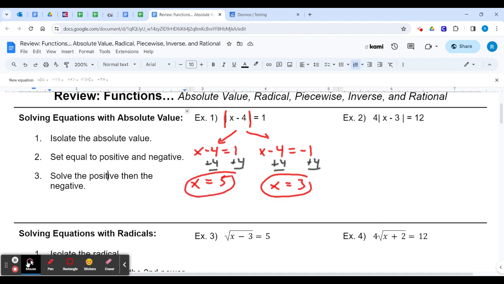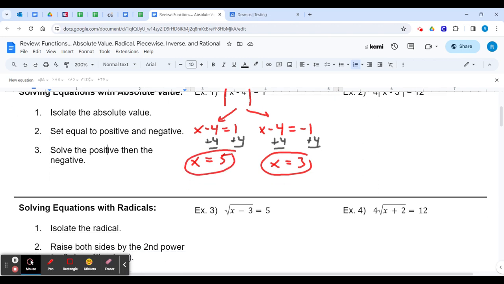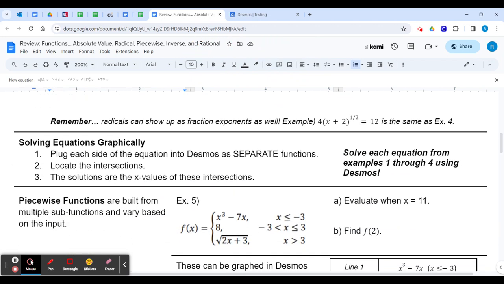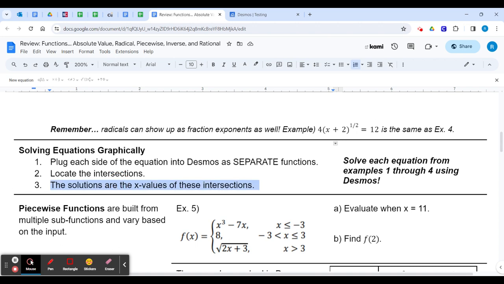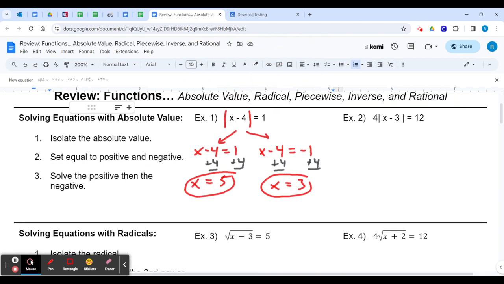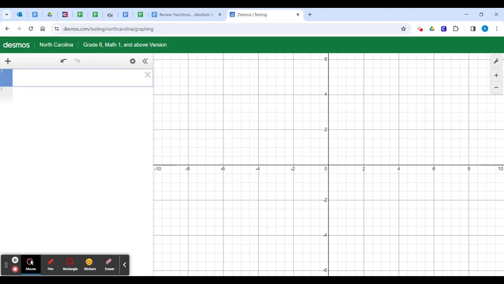Now, if you were to go through graphically, like we did the other day, I'm going to jump ahead and we're going to do these one by one as opposed to doing them all after the fact. We plug each side of the equation into Desmos as separate functions. We locate the intersections, and the solutions are the x values. So let's check this out. On the left side, we're going to have the absolute value of x minus 4.